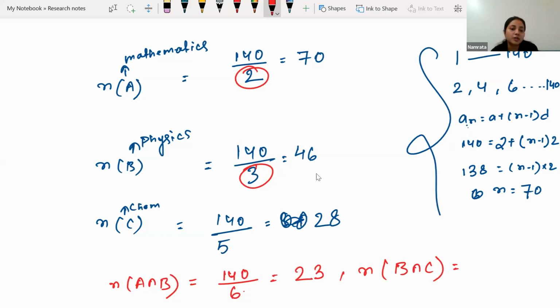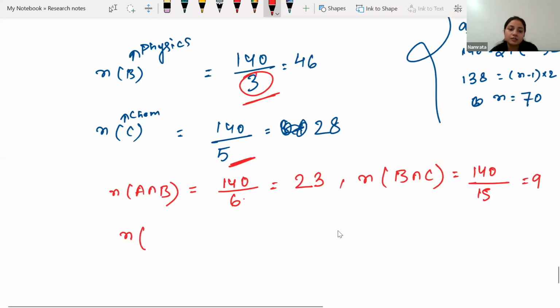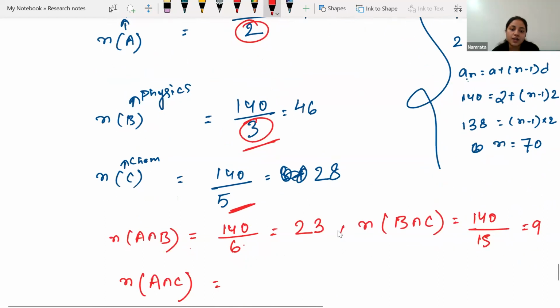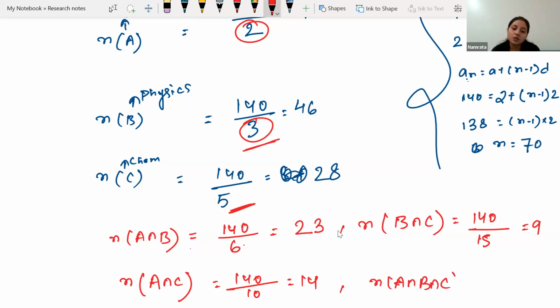Similarly, number of elements in B intersection C. Like that only we will be finding the number which is divisible by 3 also, 5 also. That means 15. So 140 over 15, okay. I am seeing this one and this one if you are getting confused. So it will be 15, 9 times 135. And the number of students in A intersection C also we will be finding. So A is 2 and C is 5. That means 140 by 10. That means 14.